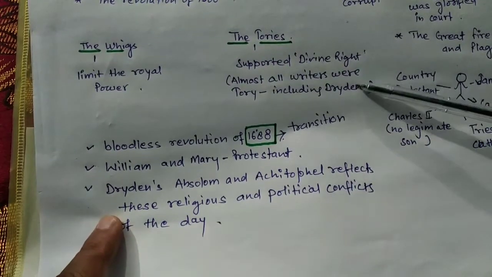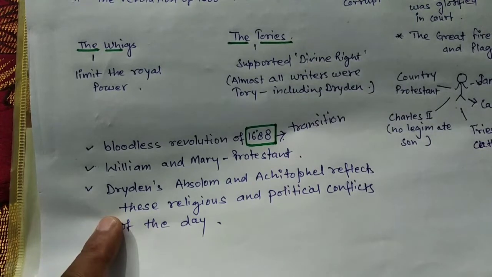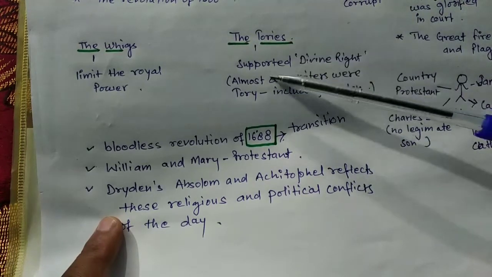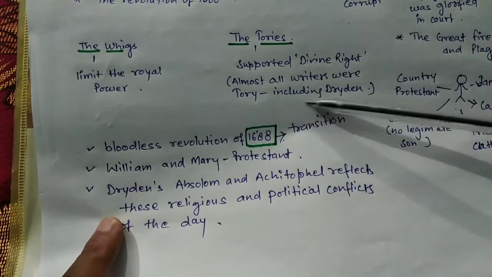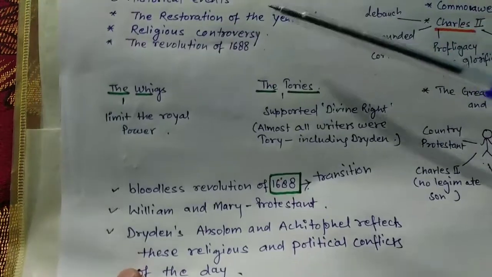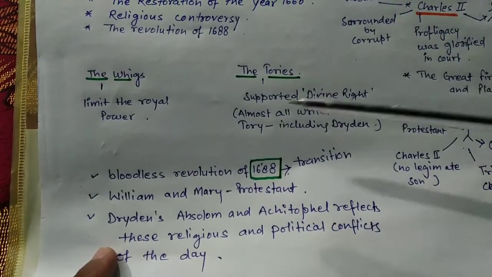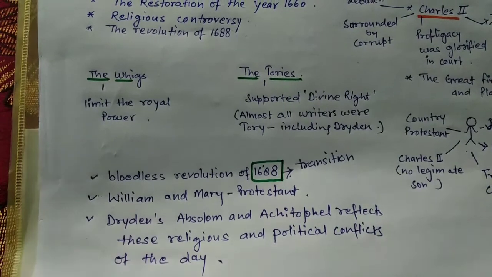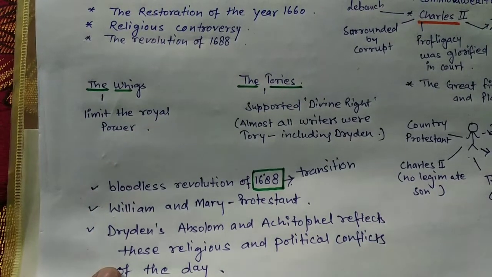And this is very important to understand that almost all writers were Tories, means they were believing in divine rights and they were supporting the king. And Tory, including Dryden, we can say the leading poet of the age was Dryden, and Dryden was a Tory. So, is baat ko agar hum samajhte hain, if we understand all these situations, we will never forget the things.